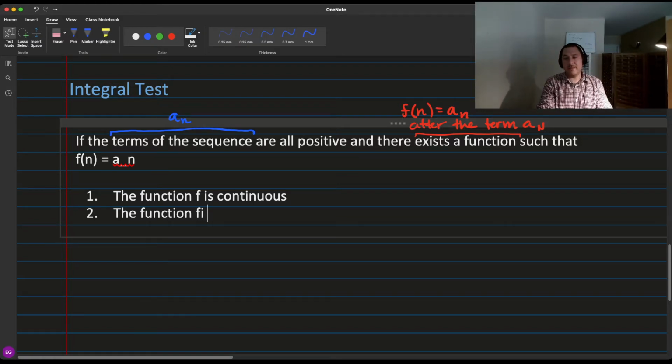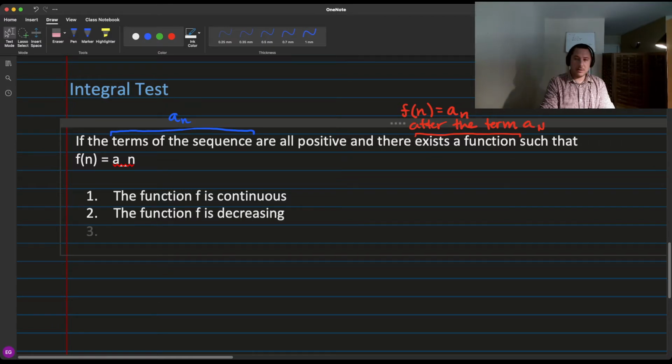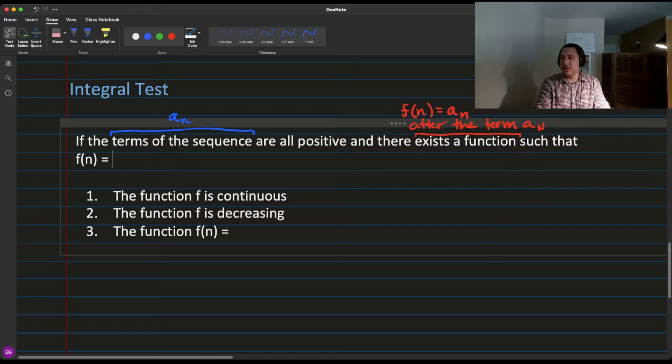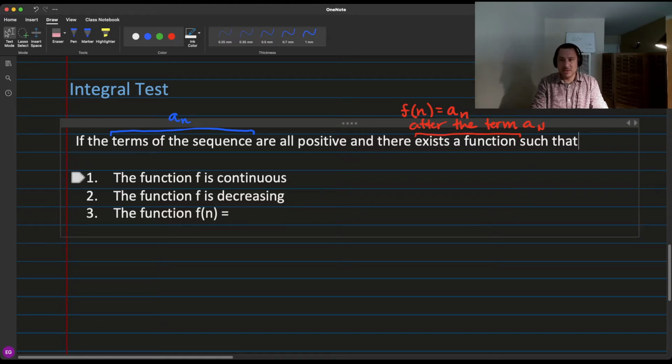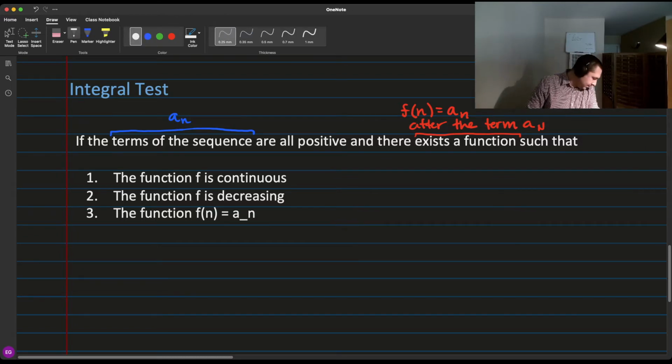Two, the function f is decreasing, and three, the function is such that f of n equals a_n. I already wrote that, so we'll just put: there exists a function such that the function is continuous, the function is decreasing, and if you plug n into the function, you get the nth term. And this is true after some certain point. Okay, if all those things are true, then this is what the integral test tells you.